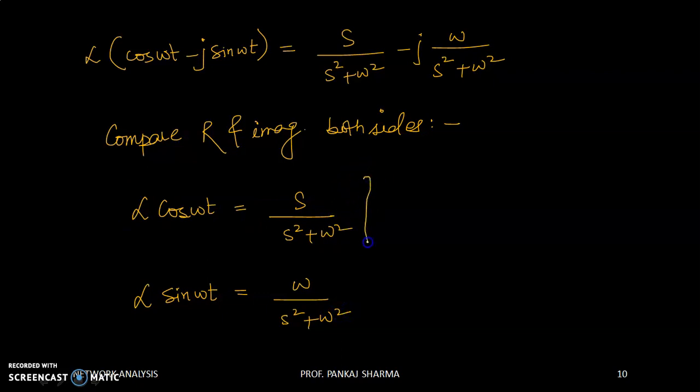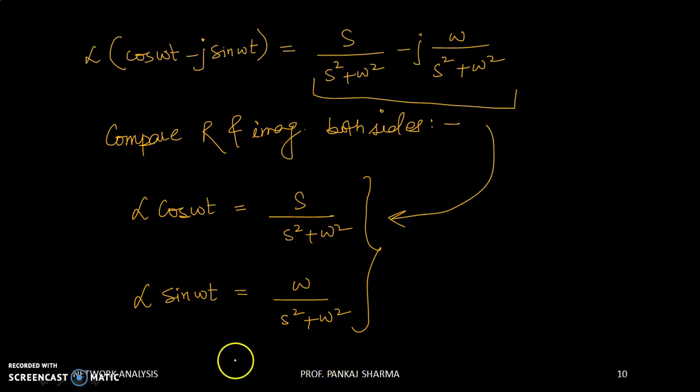So this one is another formula, separately for the cosine term and the sine term. From this one you can write like this.